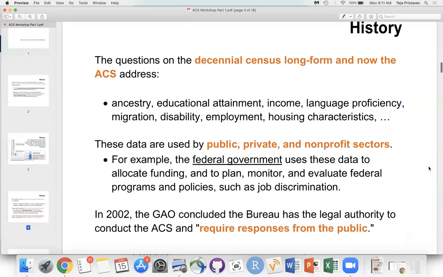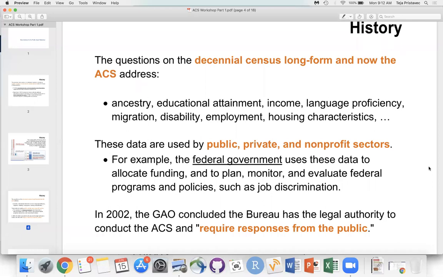So the questions that are now in ACS that used to be in the long form before span everything from ancestry, foreign-born population, educational attainment, income measured several different ways, language proficiency, migration between states, between counties, outside of the US, various types of disability, employment characteristics, and then also property or housing characteristics. So there's quite a span of data that you can get there.